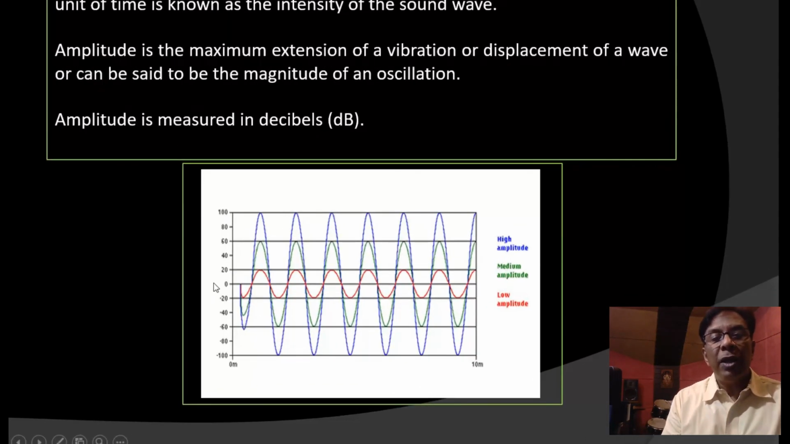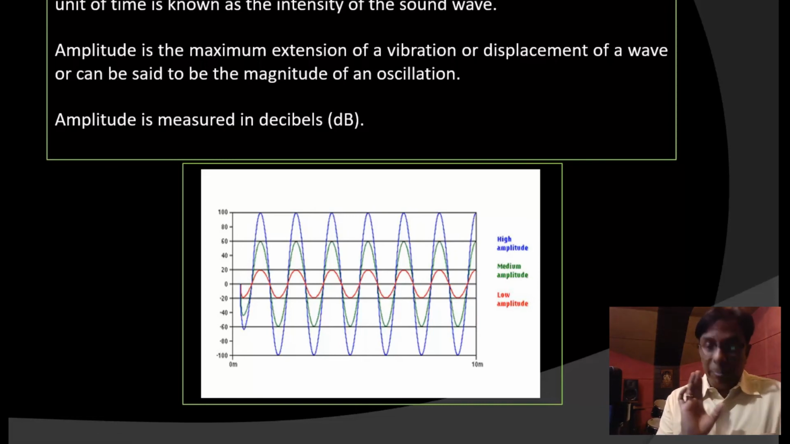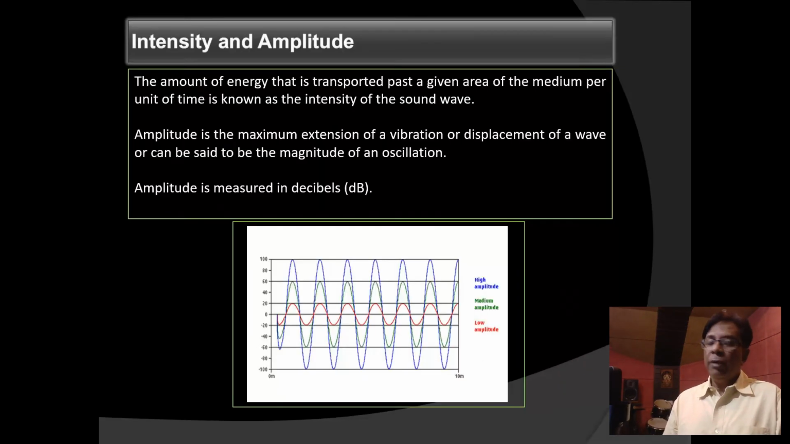So the amplitude over here, the red one, is say 20 decibels. And here you have say 60 decibels. And here you have 100 decibels. Decibels is the unit of the amplitude. So definitely intensity and amplitude are related. The more the amplitude, the more the intensity. The lesser the amplitude, the lesser the intensity. And they are measured in decibels, dB.